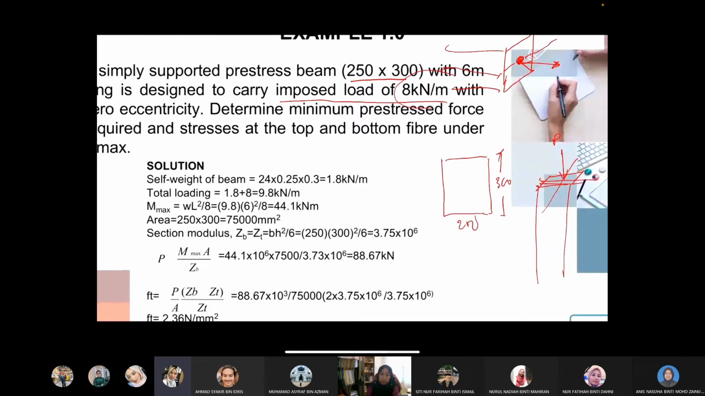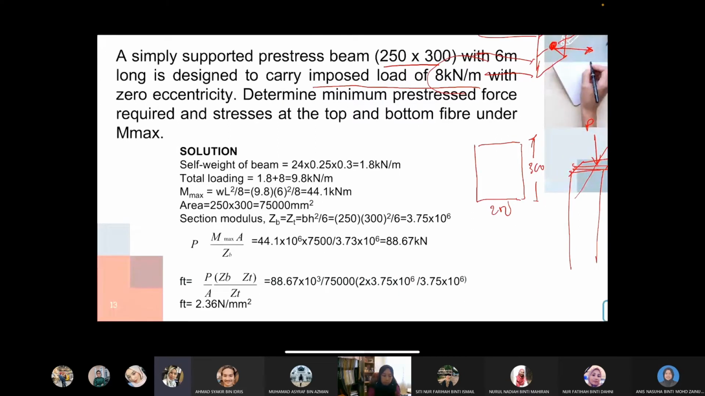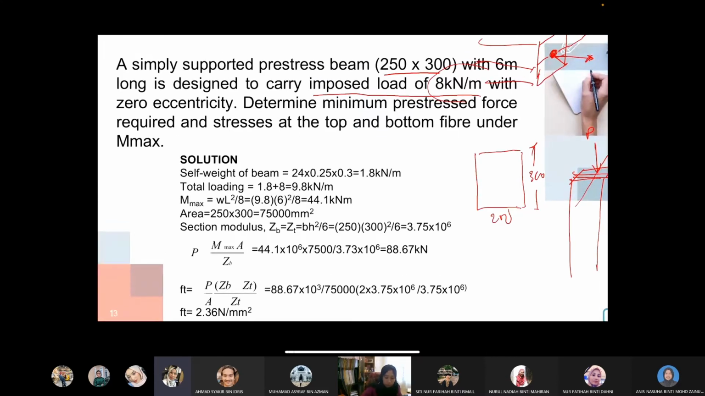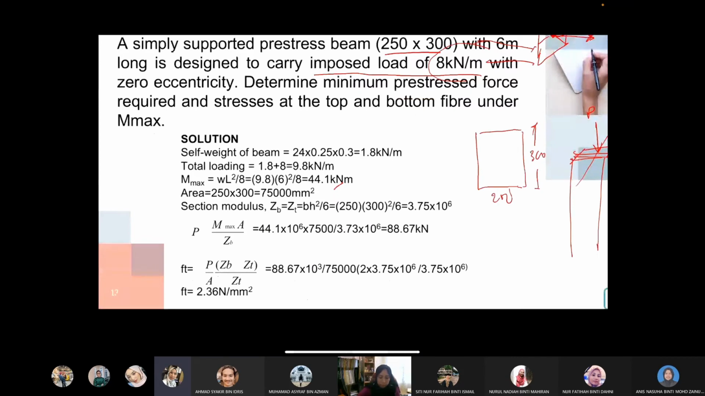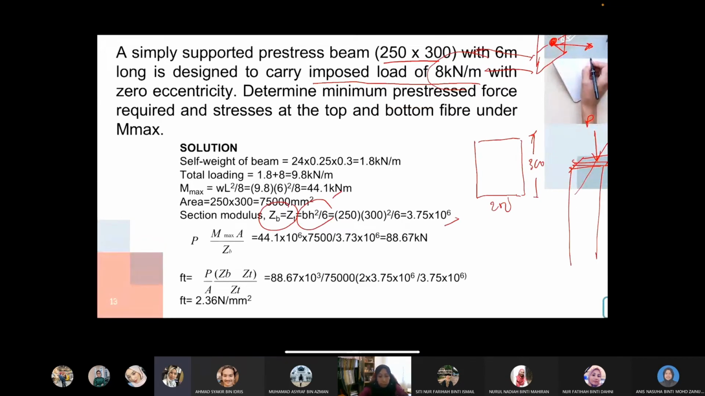Then you have the maximum moment, where you consider the UDL multiplied by L squared divided by 8. Then you have the values of your area and also the section modulus, ZB and ZT, which you conclude is bh squared over 6, and in total you will get around 3.75 times 10 to the power of 6. This is the section modulus that you're going to use.